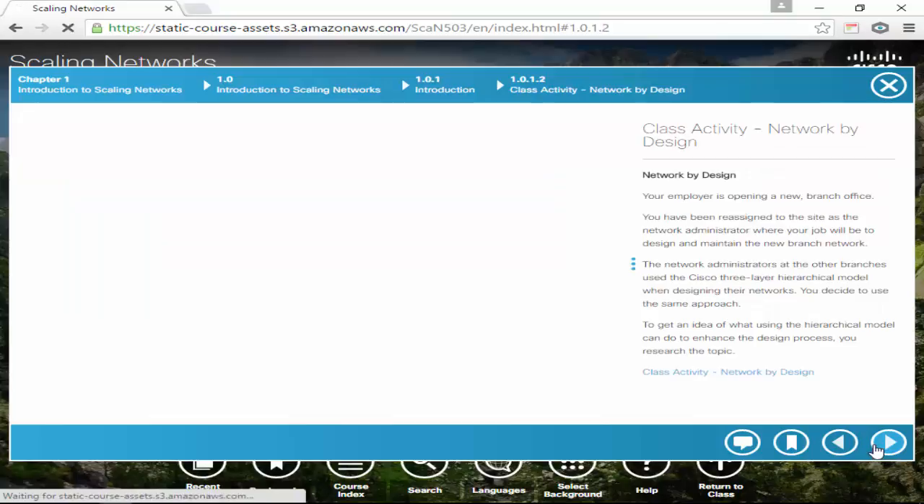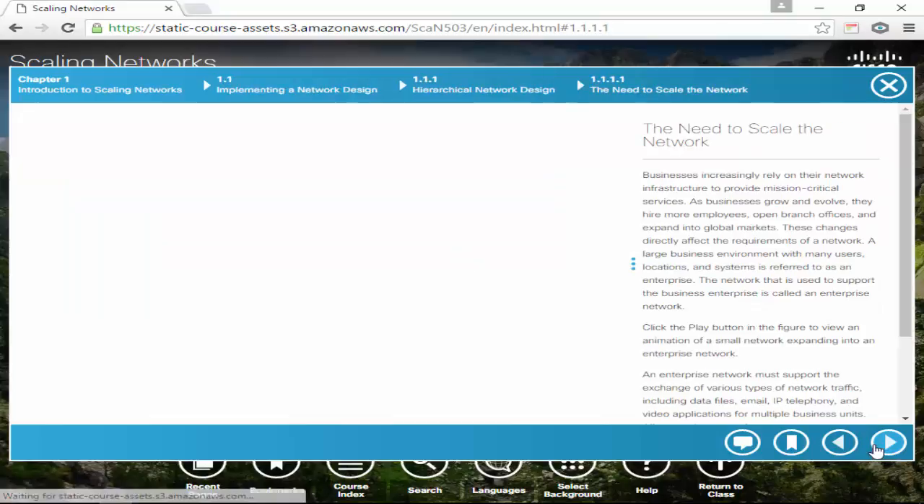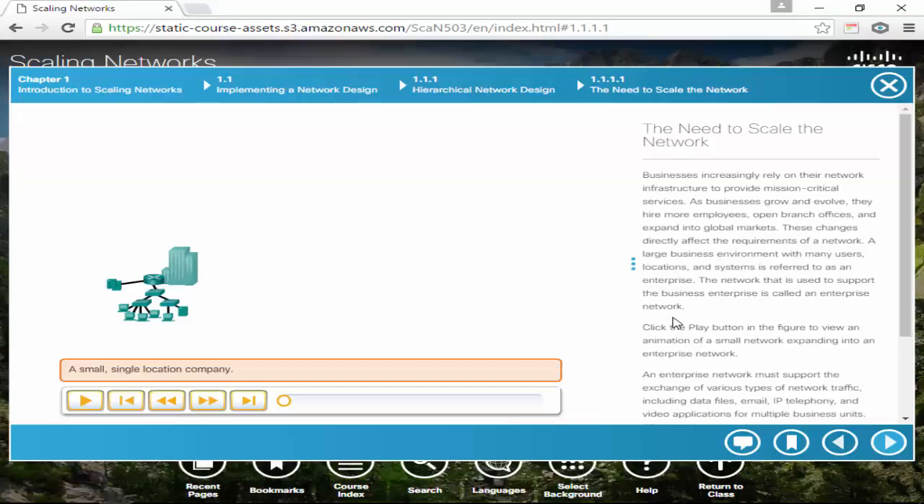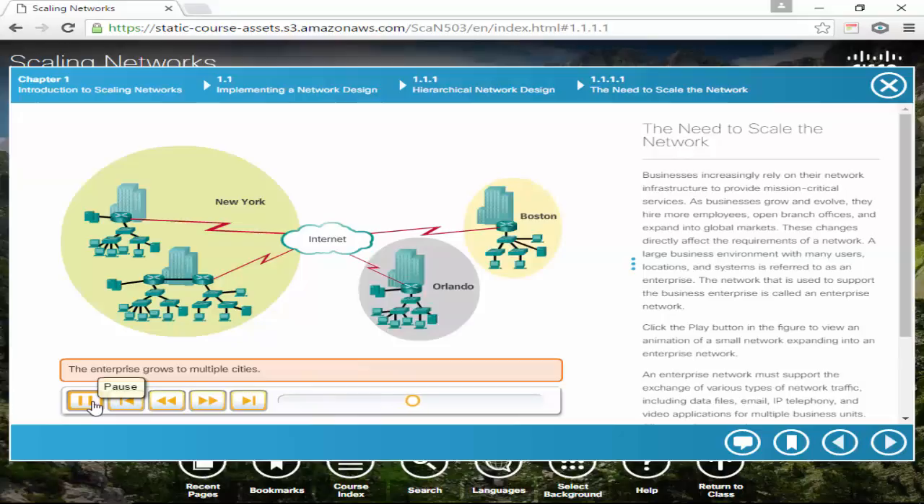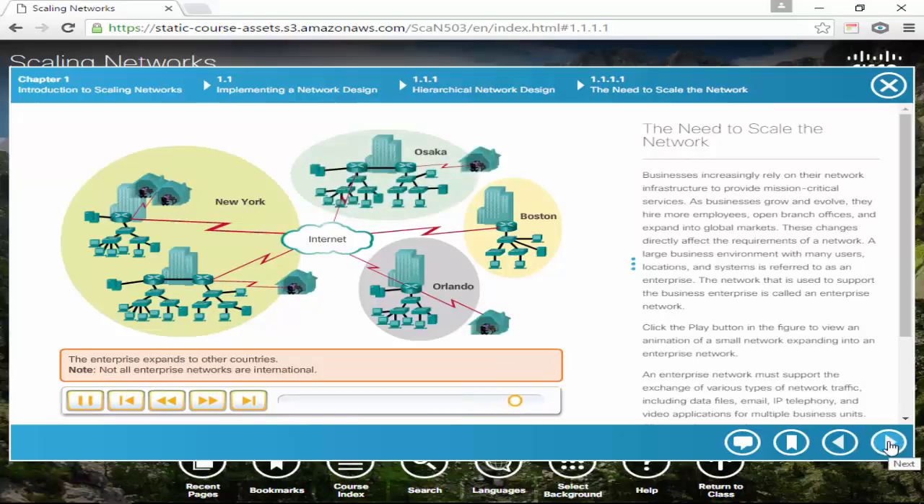What do we have going on here? We don't need to do this class activity. Okay, the need to scale the network. Let's watch a little video here. A small single location for a company. And now the internet comes in. We have more employees, so now we have 2 sites, and we're scaling our networks for increased business size and to go to different places.